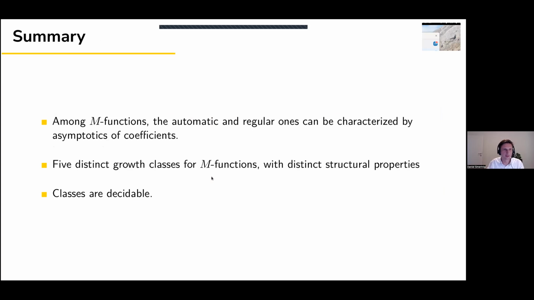So let me just summarize in the last minute. What we showed is that among the Mahler functions, the automatic and regular ones can be characterized through the asymptotics of the coefficients, if you look at the asymptotics of the height of the coefficients. And we showed that there are 5 distinct growth classes for these Mahler functions, each of which corresponds to some distinct structural property of the underlying sequence. And we also showed that, in fact, it is decidable which of these classes a particular sequence or series falls into. And with that summary, let me thank you for your attention and the questions as well.